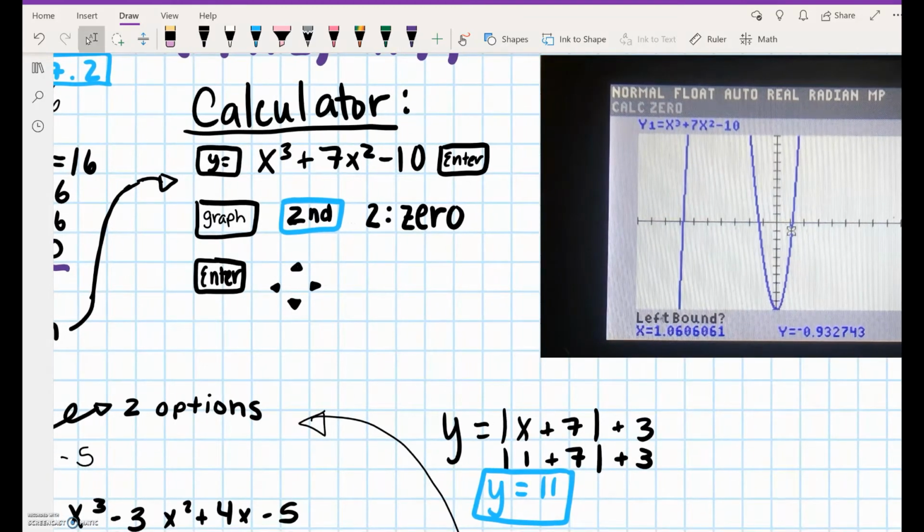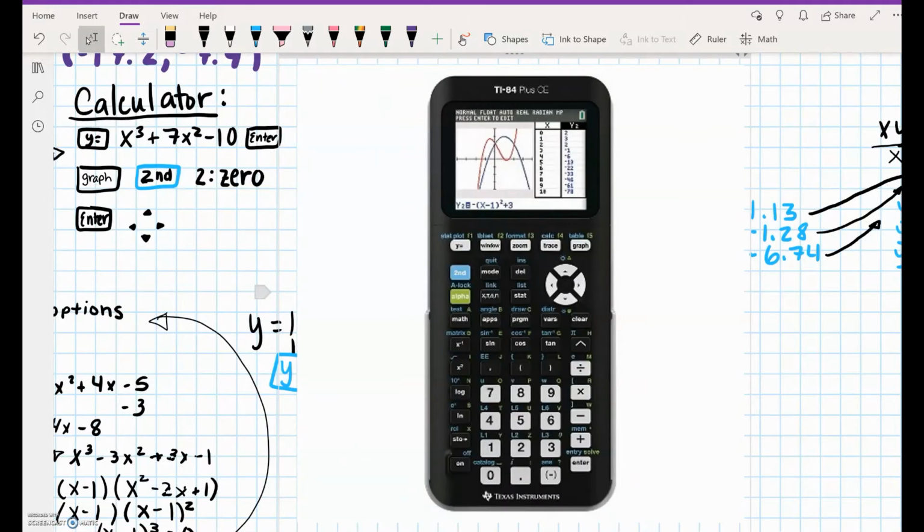So you'll click on your little y equals button on your calculator. I've gone ahead and pulled up an image of a TI-84 calculator just so that I can kind of show you on the calculator itself where these buttons are. So you'll hit right here the Y button, and that is going to pull up right here.